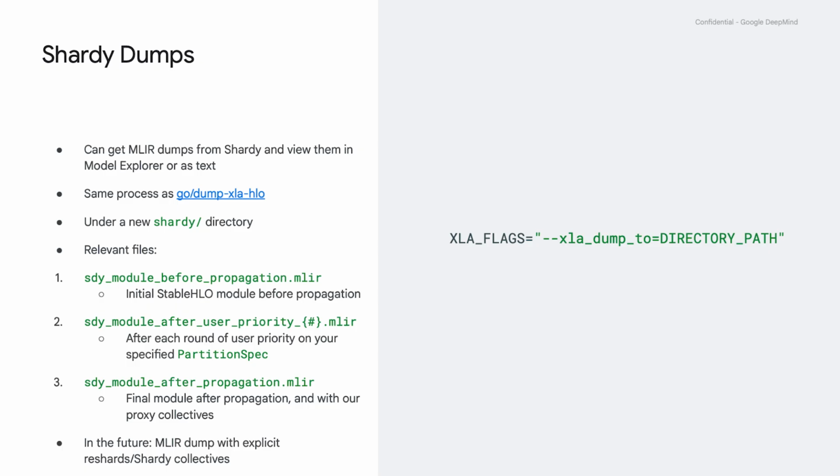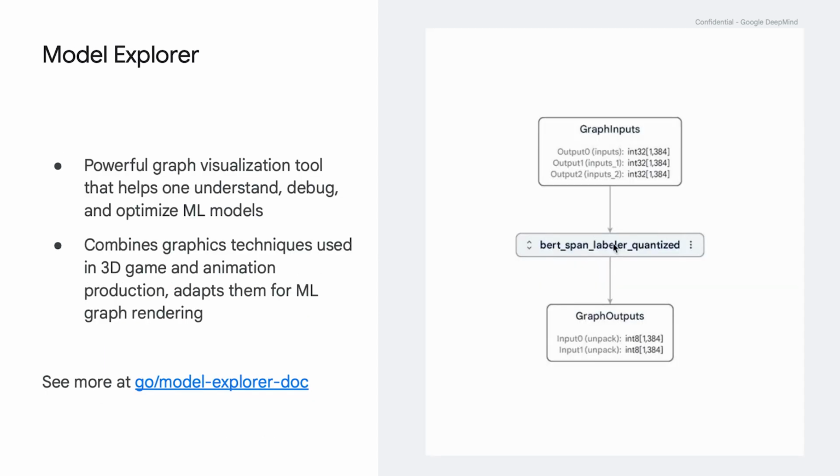Similar to the JAX dump and XLA dump, we also provide the Shardy dumps. Users can just use these XLA flags to visualize the MLIR module and HLO module processed by Shardy after each pass. We also integrate the Shardy results into the Model Explorer to provide better visualizations.